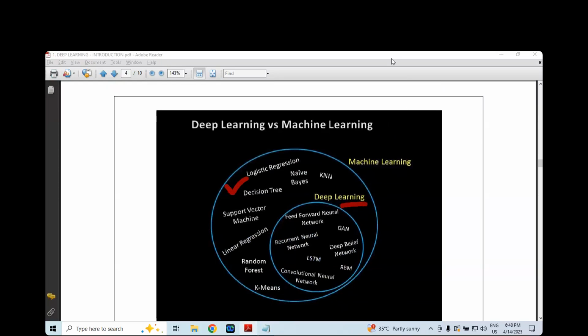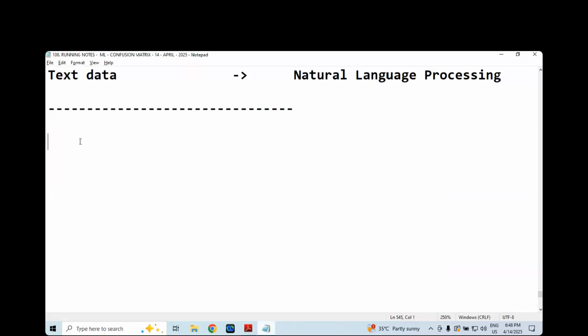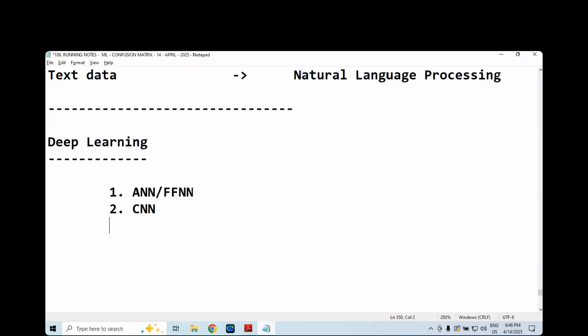When you're talking about deep learning, let me tell you what the important topics are. There are three important topics, though other topics are also covered. The first one is ANN, also called FFNN. The next one is CNN. The next one is RNN.